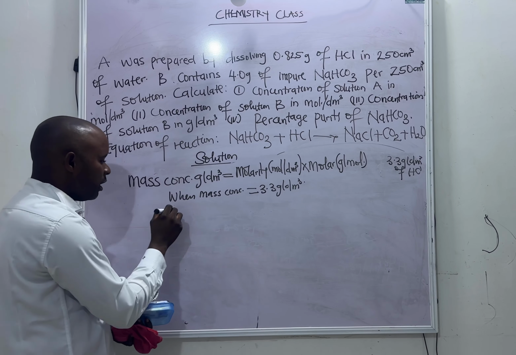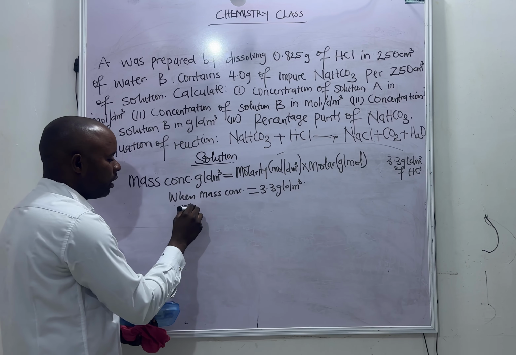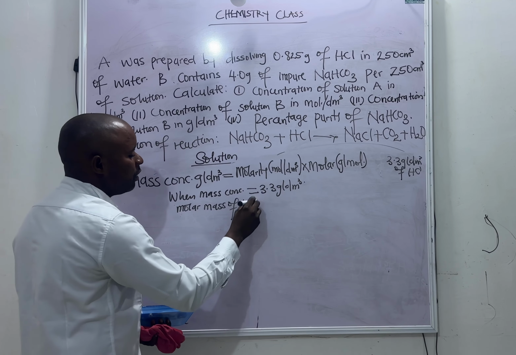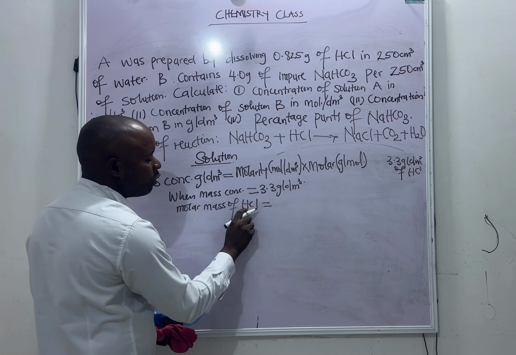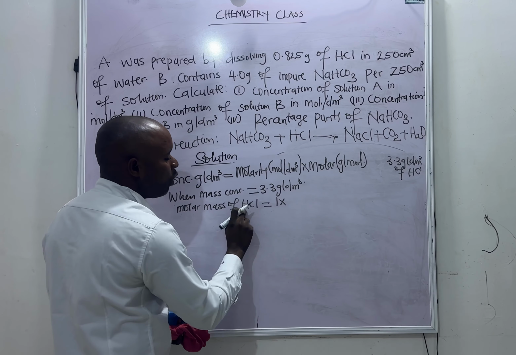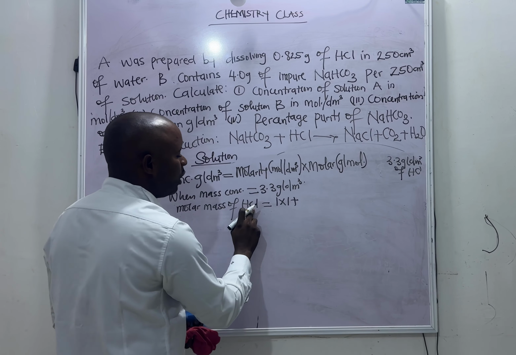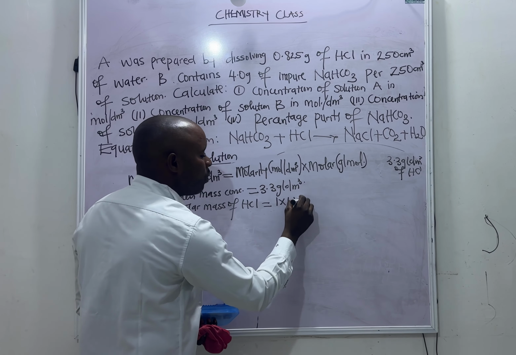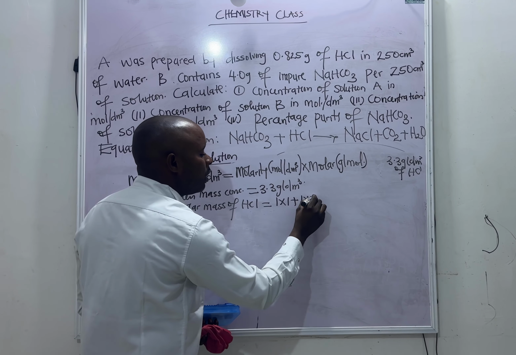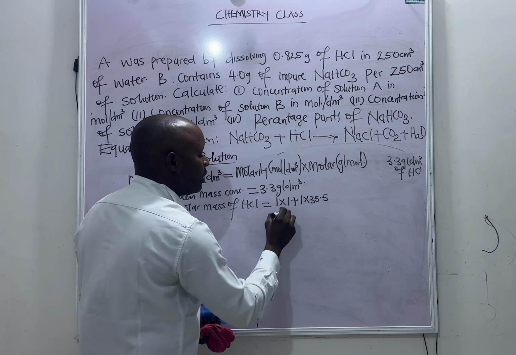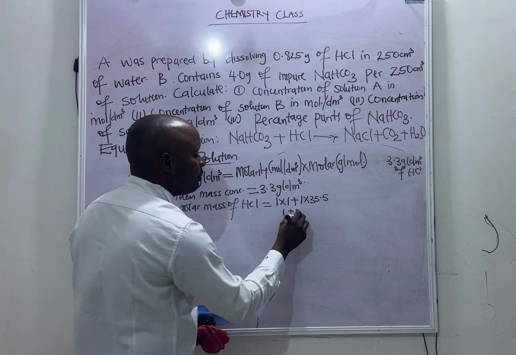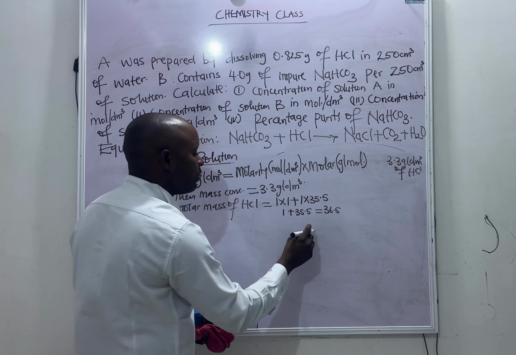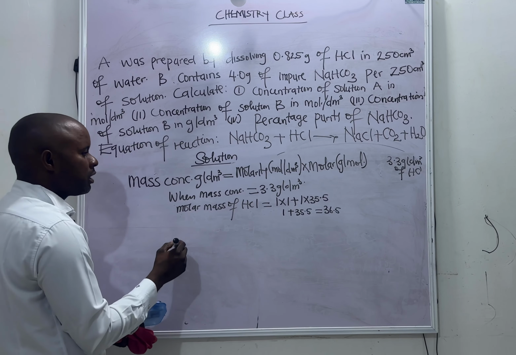So that is to say, the molar mass of HCl, we said the relative atomic mass of hydrogen is 1, it occurred only once, plus relative atomic mass of chlorine is 35.5, it occurred once. That is 1 times 1 plus 35.5, we have 36.5. Since this parameter is available, we can look for mass conc.